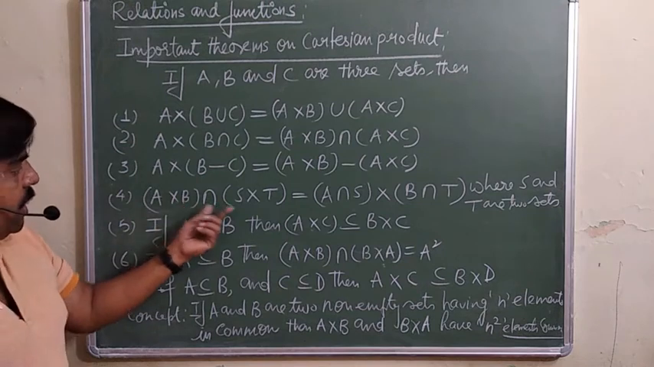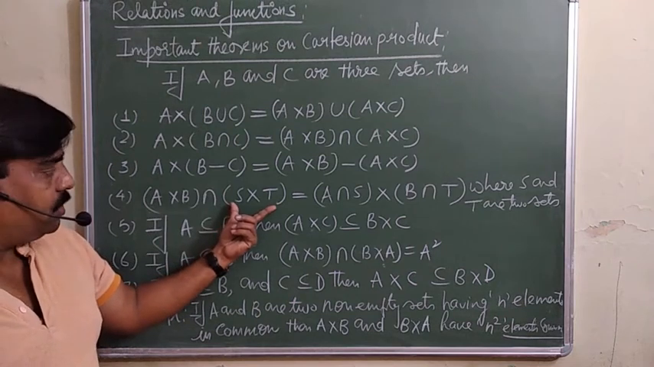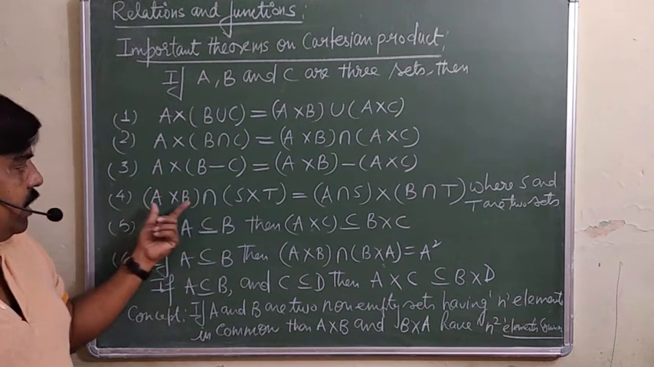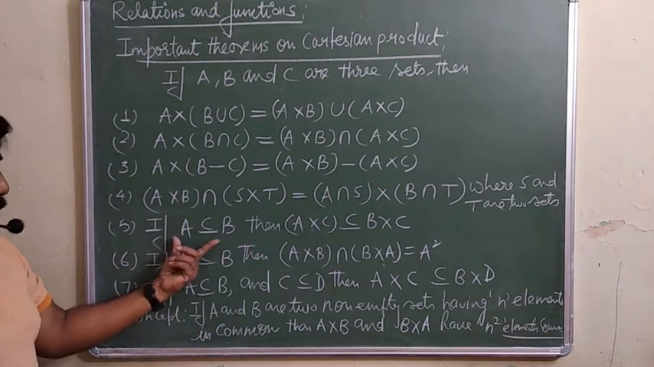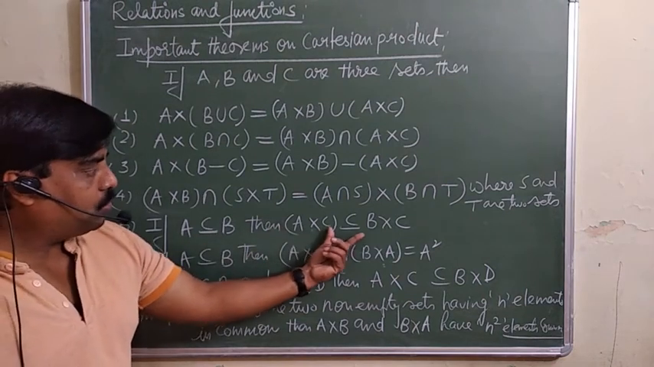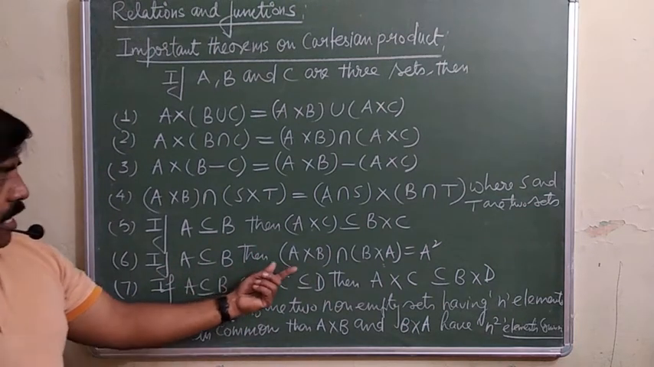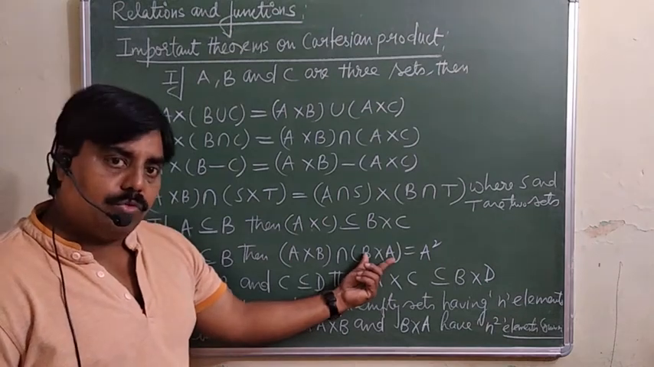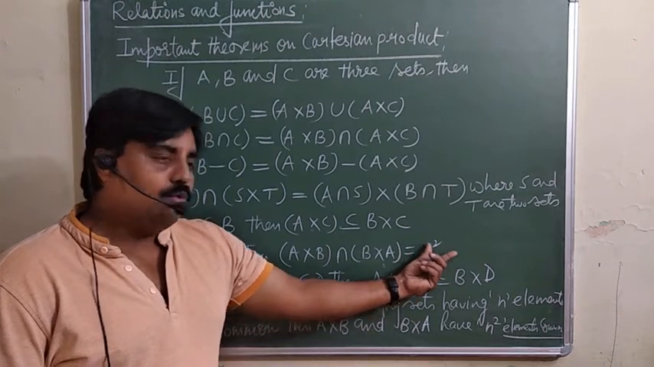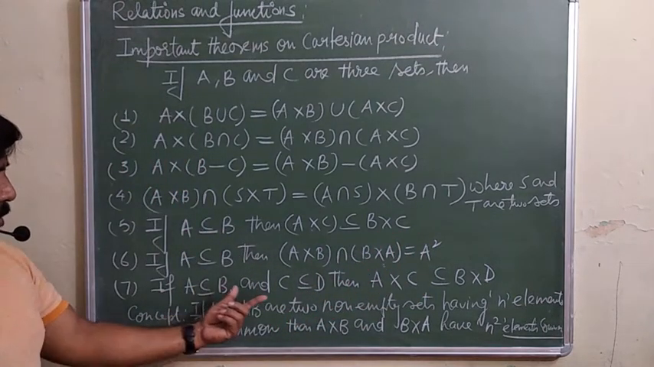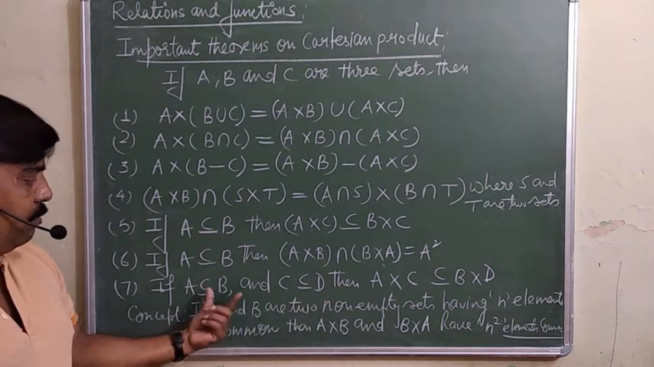And suppose A, B, S and T are four sets, then (A cross B) intersection (S cross T) will be equal to (A intersection S) cross (B intersection T). And if A is a subset of B, then A cross C will also be a subset of B cross C, where C is a third set. If A is a subset of B, then (A cross B) intersection (B cross A) will be equal to A square, that is A into A. If A is a subset of B and C is a subset of D, then A cross C will be a subset of B cross D.